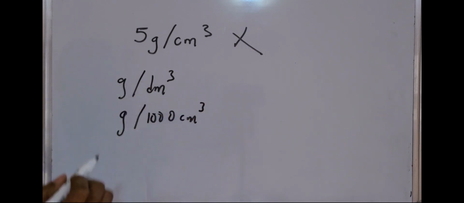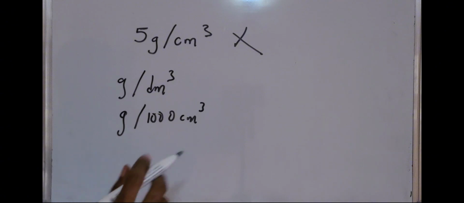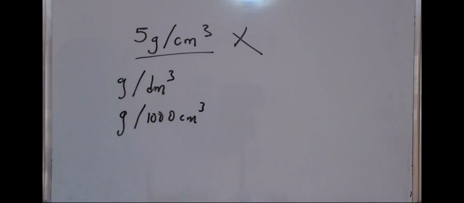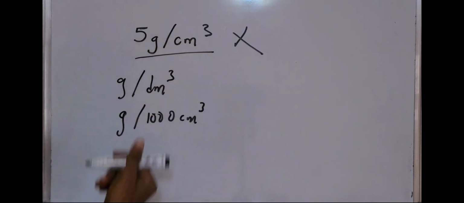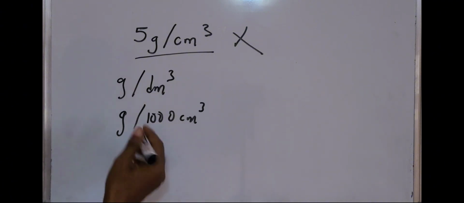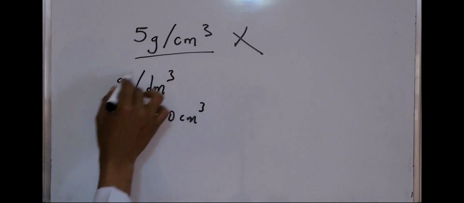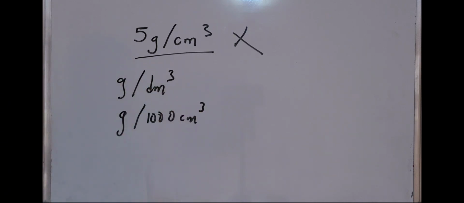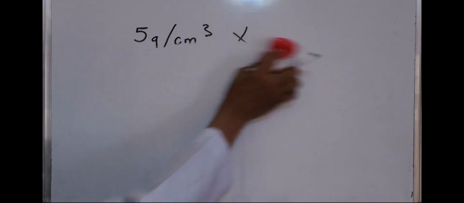1 dm cube is 1000 cm cube. So on no account are you supposed to report anything like this. This does not mean molar concentration. This means density. This is the unit for density. This is mass over volume. So in concentration in chemistry, we make use of dm cube. So the standard is dm cube. So that was one observation.